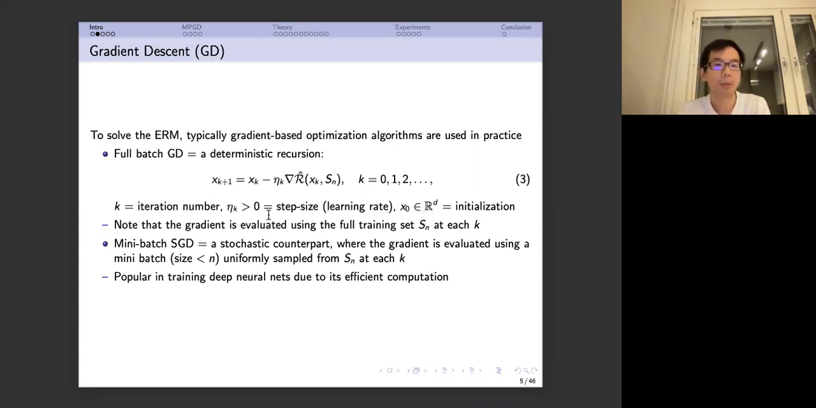A more popular version of gradient descent is what people call mini-batch or stochastic gradient descent. This can be seen as a stochastic counterpart, where the gradient is evaluated using only a mini-batch uniformly sampled from the training set, so not using the full training set. This makes the algorithm itself more efficient, and hence it is very popular in training deep neural networks.